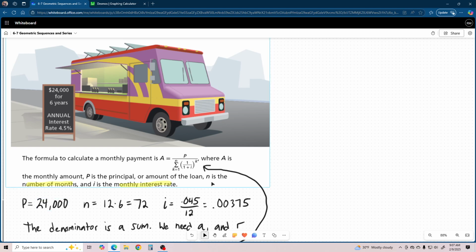So N is the number of months. Well, that's not too bad, right? 6 years times 12 months, 72 months. So N is 72, okay? Now, our monthly interest rate is going to be our annual interest rate, which is 0.045, turned into a decimal, divided by 12, because we're going to be doing it each month. So 0.045 divided by 12 is 0.00375, right? So these are the terms.